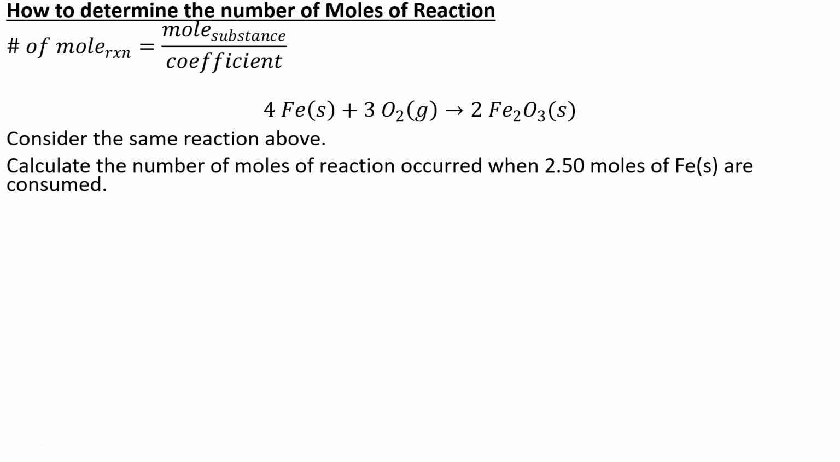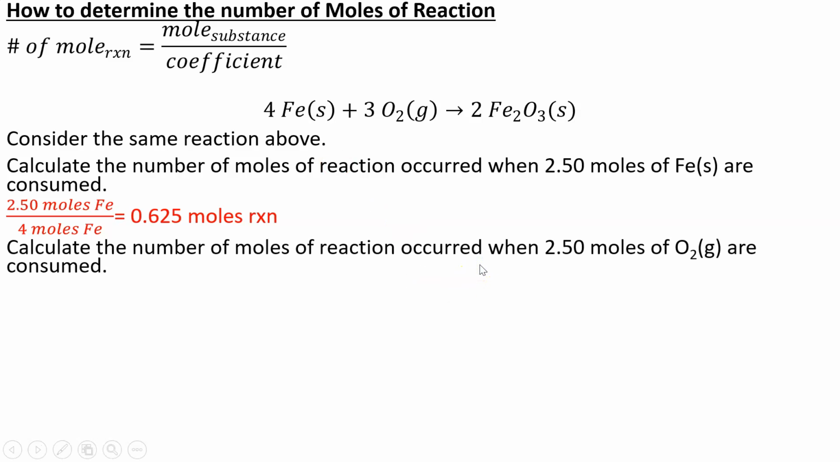So for the same reaction that we just talked about, let's calculate the number of moles of reaction. If I have 2.50 moles of Fe, and my coefficient is 4, I'm going to say 2.50 moles of Fe divided by 4 moles of Fe, and that gives me 0.625 moles of reaction. That's how you calculate the moles of reaction.